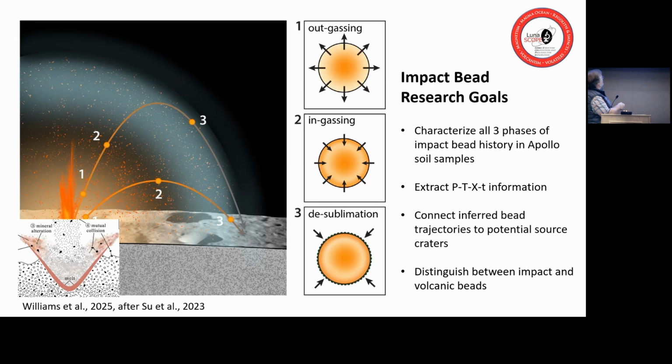And then the goal would be, if we can get enough PT, XT information, we can maybe connect these to potential source craters. You know, say there's a big crater, it must have a higher temperature-pressure condition. And there's also this lingering thing of distinguishing impact beads from volcanic beads. If we understand what impact beads look like, we may add to our ability to distinguish volcanic and impact beads.